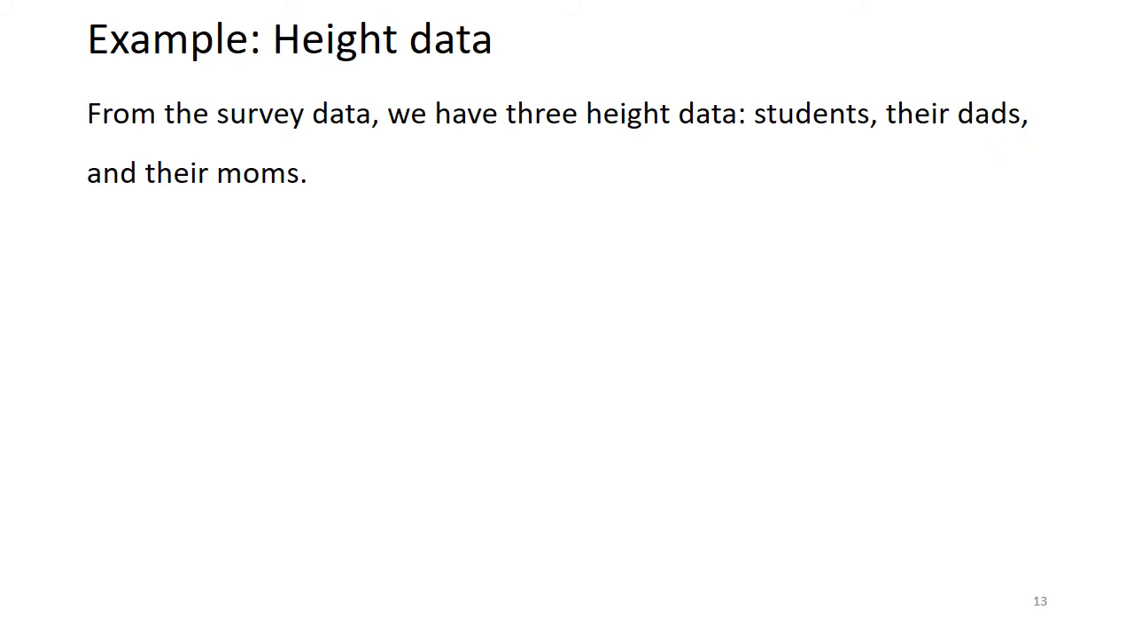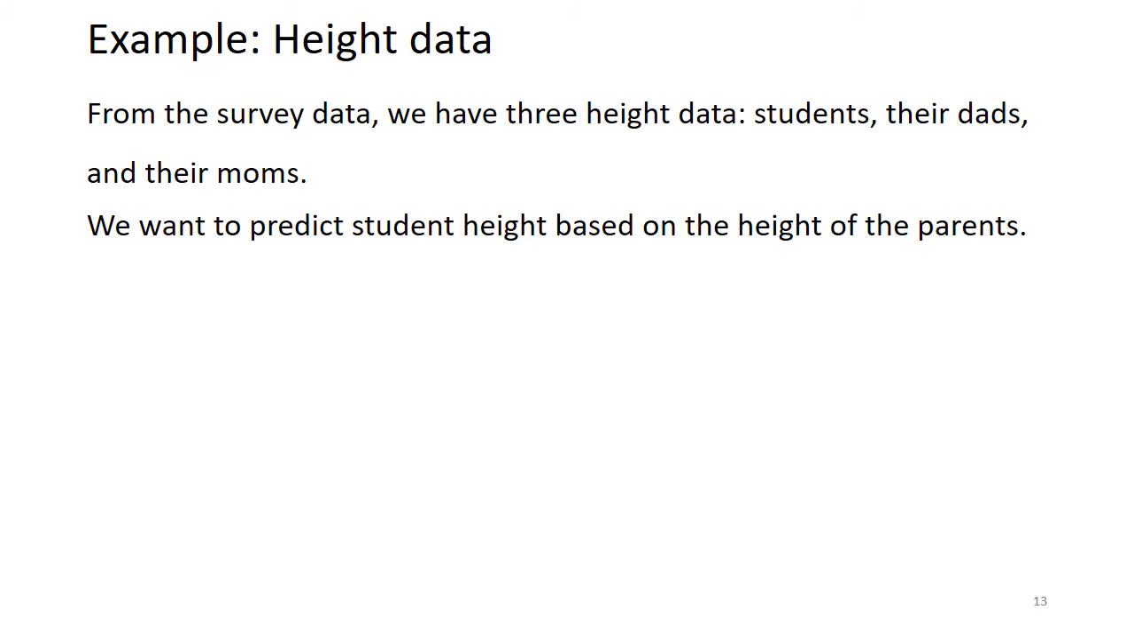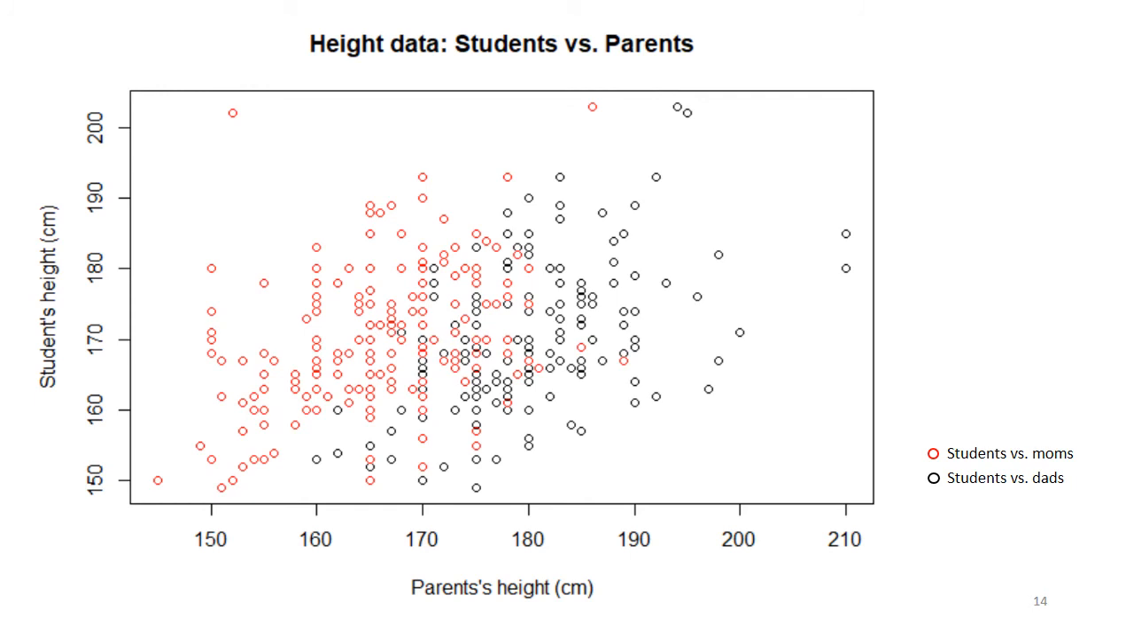Let's see an example. In this case, we have one response variable and two explanatory variables. Based on this scatter plot, the relationship between student height and their parents' height is linear. So we can fit the simple linear regression for students versus dads and students versus moms.